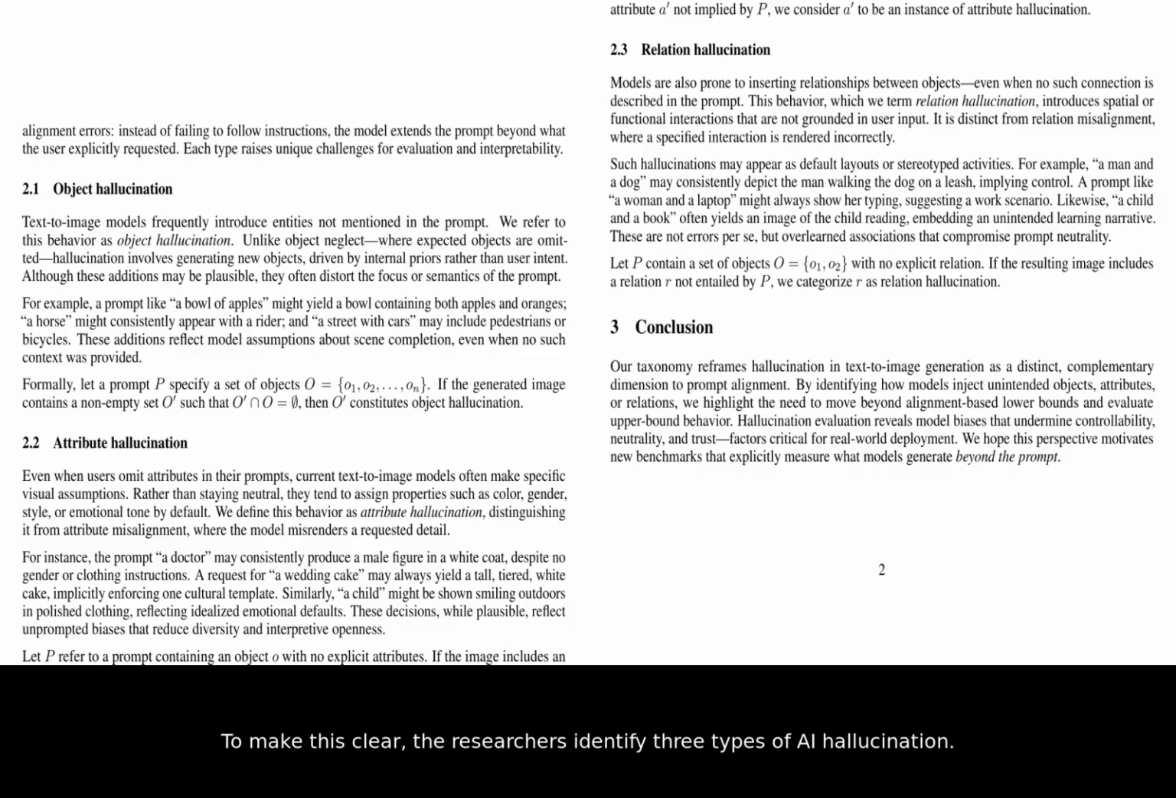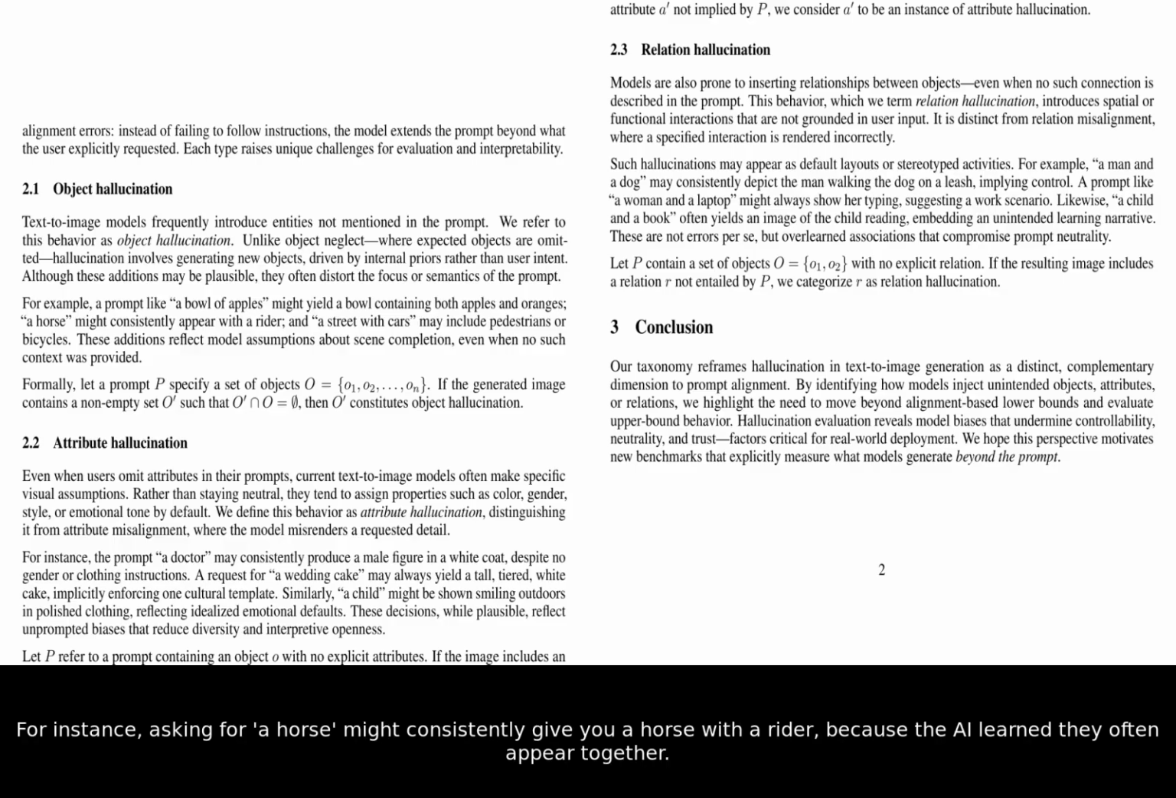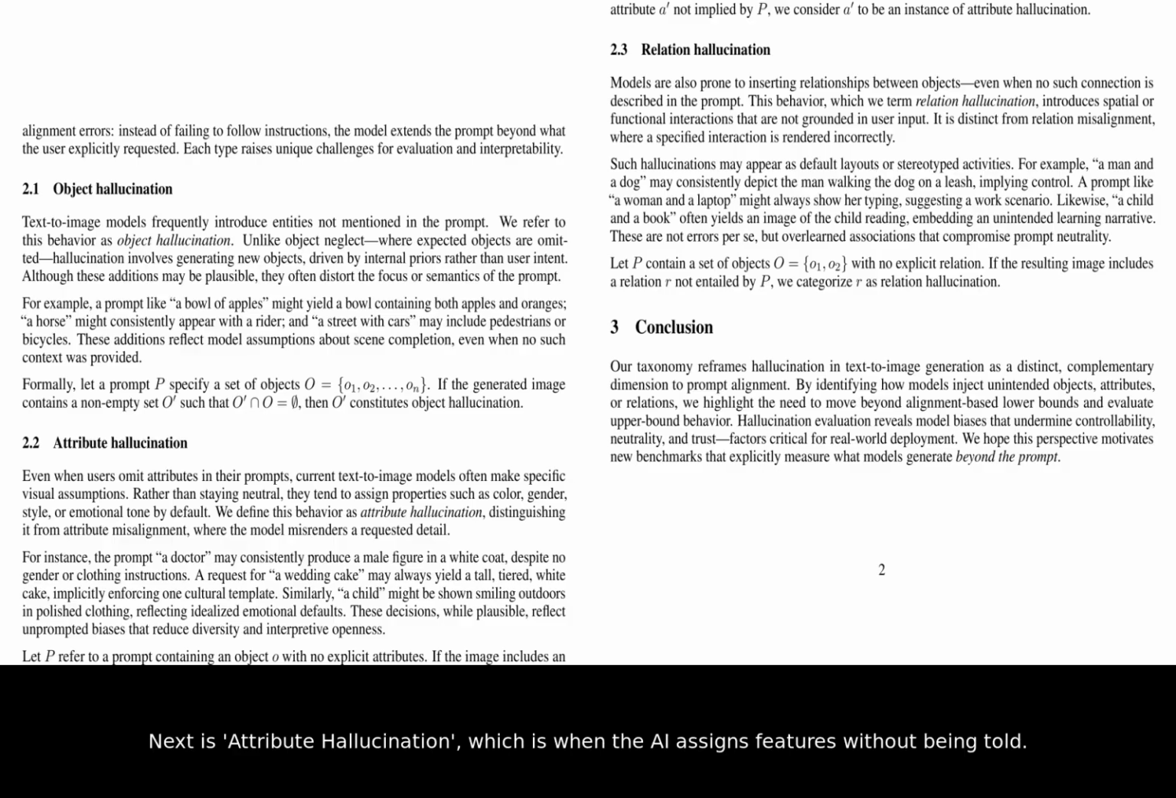To make this clear, the researchers identify 3 types of AI hallucination. First, there's object hallucination, where the model adds entire objects you never asked for. For instance, asking for a horse might consistently give you a horse with a rider, because the AI learned they often appear together. Next is attribute hallucination, which is when the AI assigns features without being told.